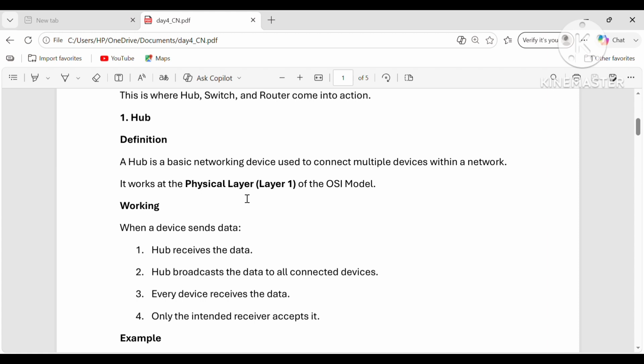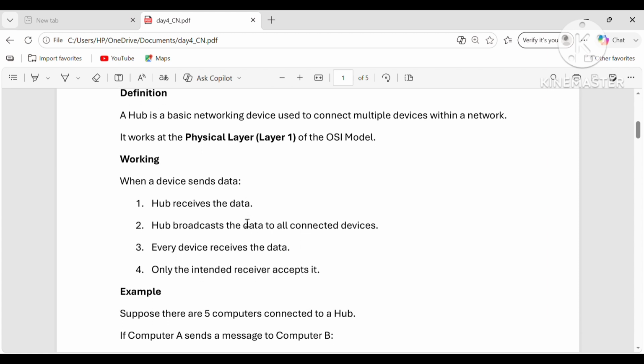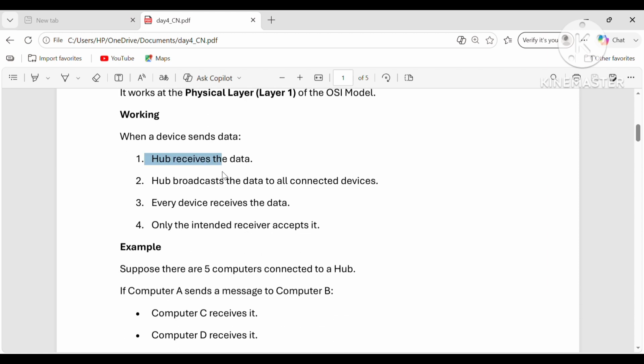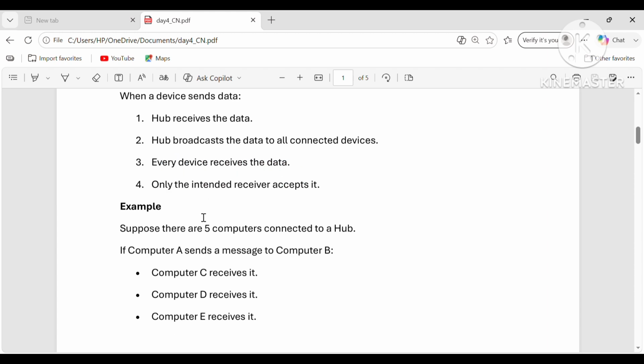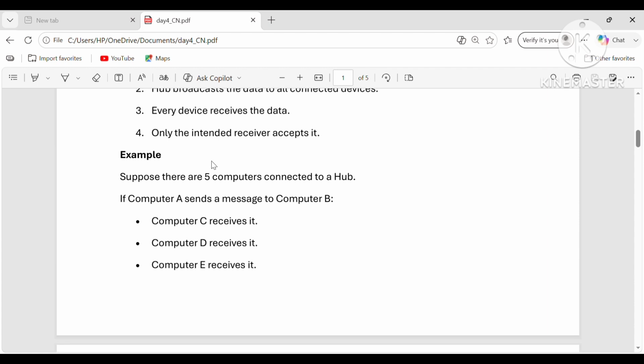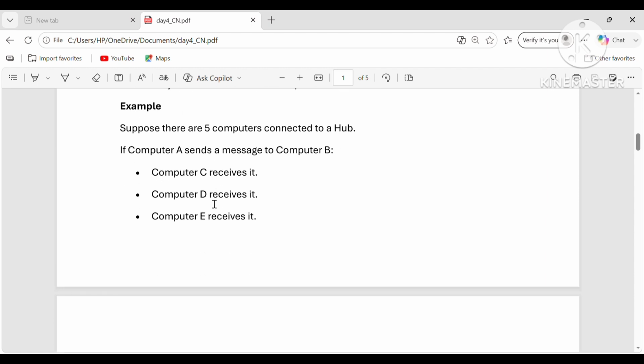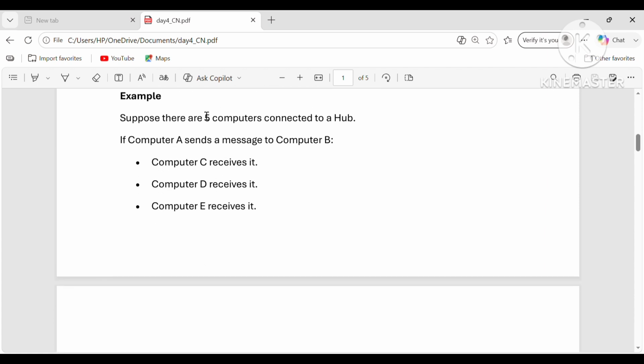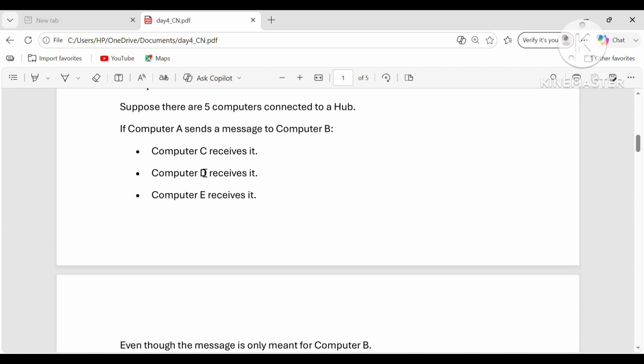So, the working is: the hub receives the data, the hub broadcasts the data to all connected devices. Every device receives the data, only the intended receiver accepts it. For example, suppose there are 5 computers connected to a hub. If computer A sends a message to computer B, then computers C, D, E also receive it.